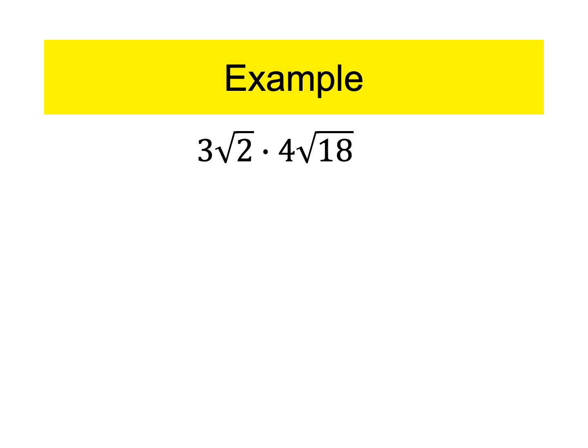All right, so we have 3 root 2 times 4 root 18. All right, so you're allowed to do this as long as you're multiplying a square root times a square root this year. And oh, by the way, they're not going to trick you and have you multiply a square root times a cube root.